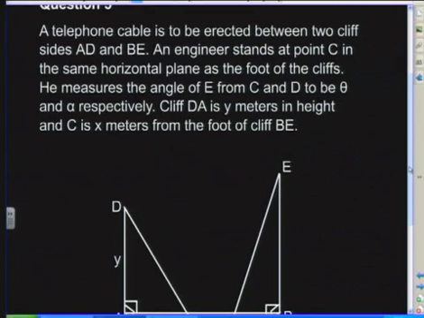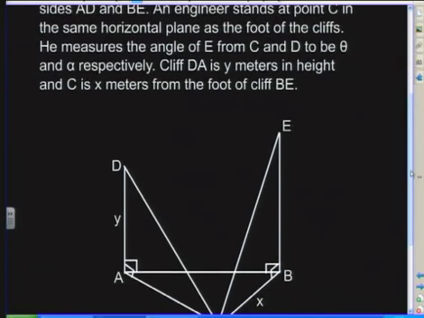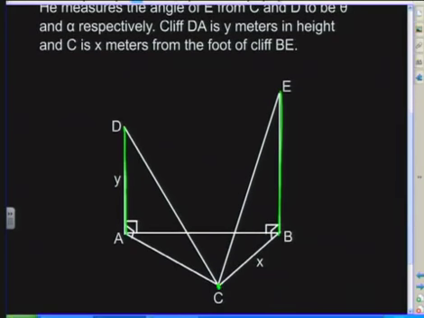We've got a telephone cable is to be erected between two cliff sides, and we've got these two sides over here, which is AD, and I've got EB. An engineer stands at point C. Okay, point C is down below over here, and that's where they are. And what they're saying is that he measures the angles of E from C and D to be theta and alpha respectively. So E from C is that angle over there, all right? And they said that that would be theta.